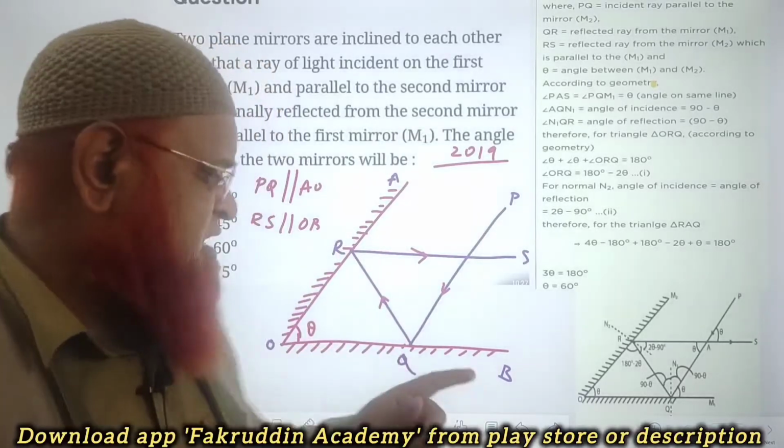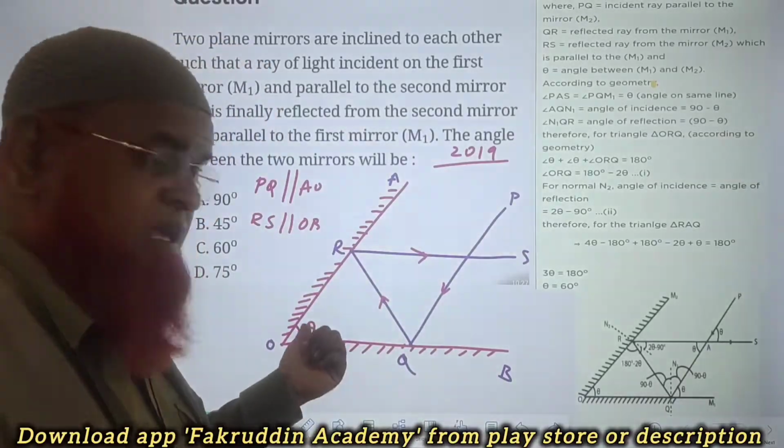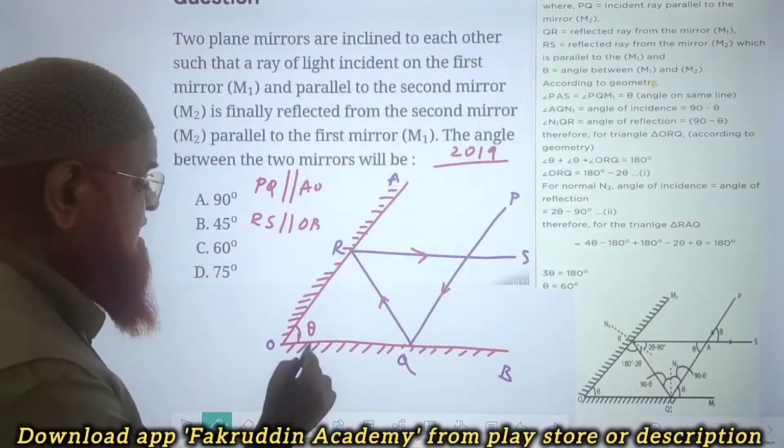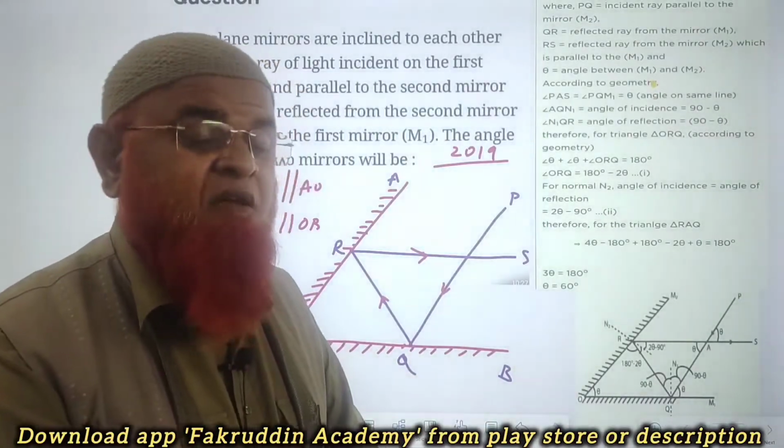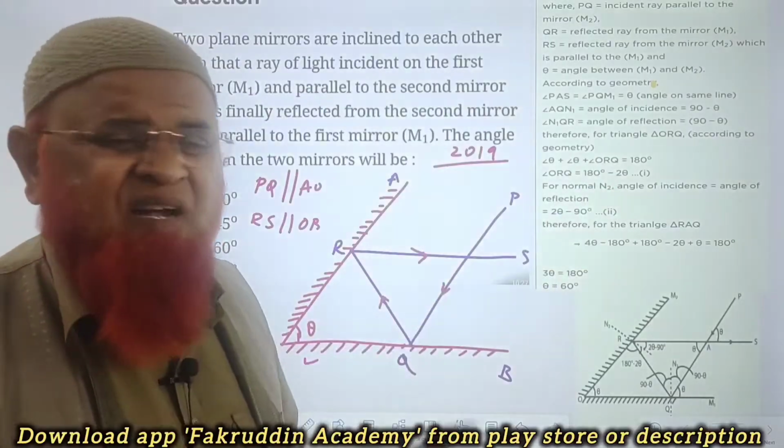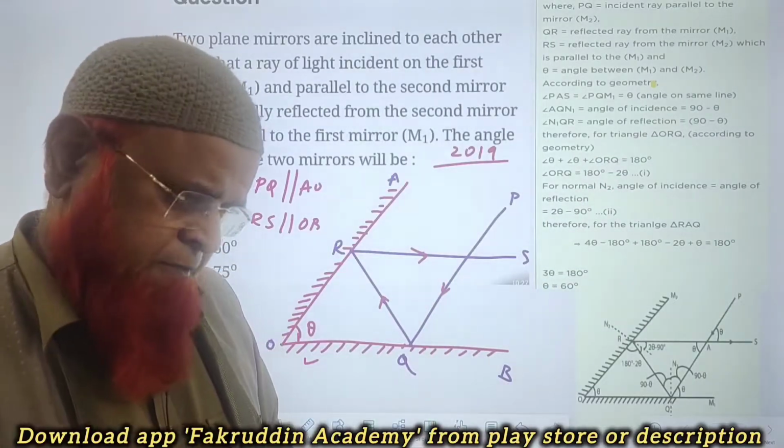And he is asking us to find what this angle is. What is this angle he is asking? He is asking for the angle between the mirrors. So how will we solve it? We don't need this much complexity. I'll give you a simple logic here.